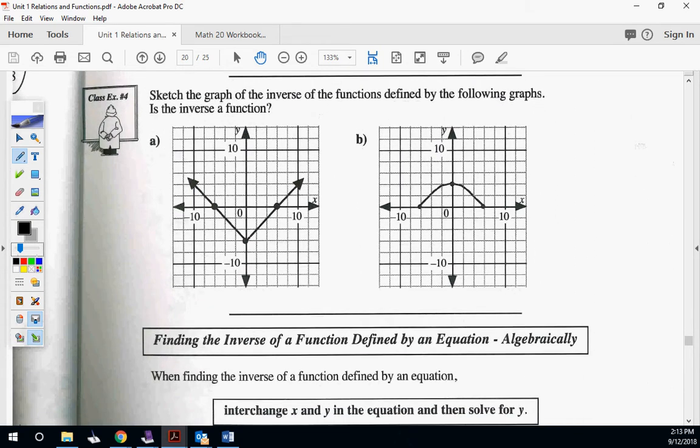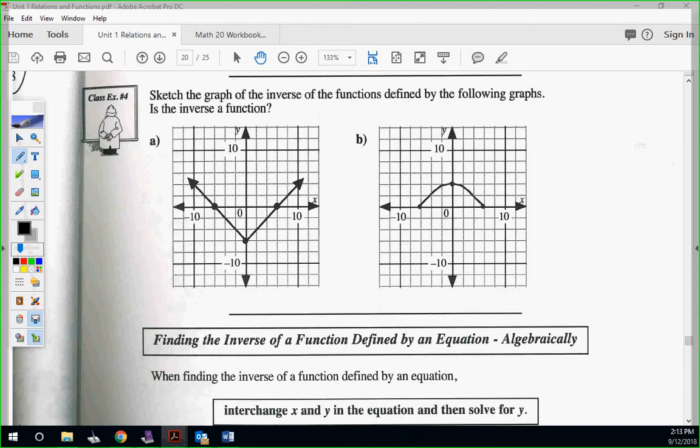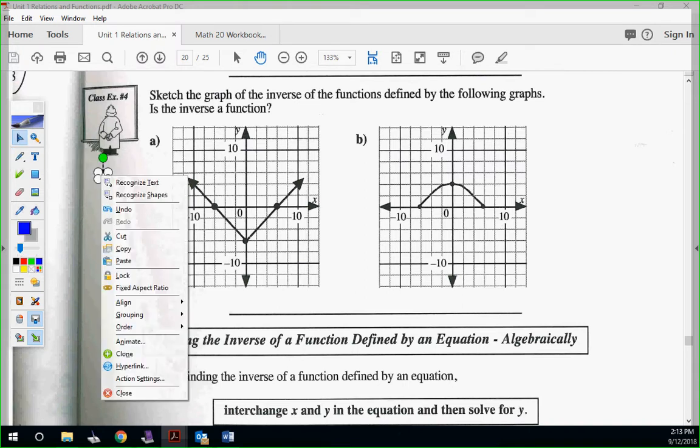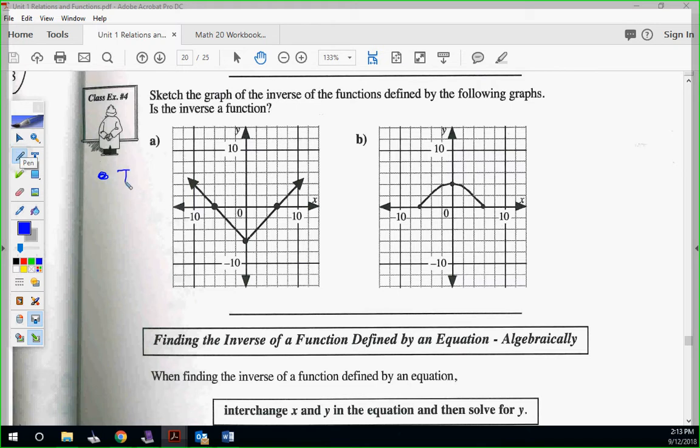So here, sketch the graph of the inverse of the functions defined by the following graphs. Is the inverse a function? So we want to work on getting the actual graph of the inverse function. So let's switch it up here again. Let's go blue for my inverse function. Just take some selected points that you can get and just flip them. That's all we're going to do. So let's do these main 3 first.